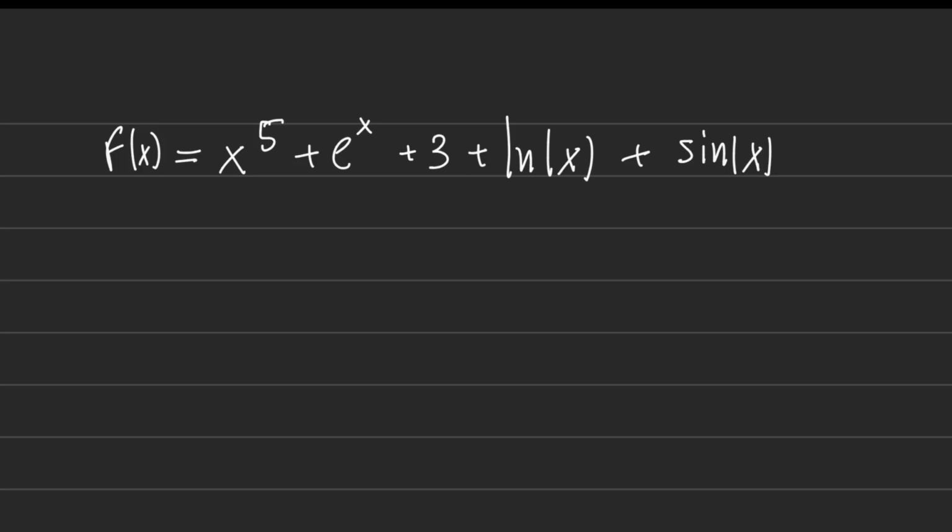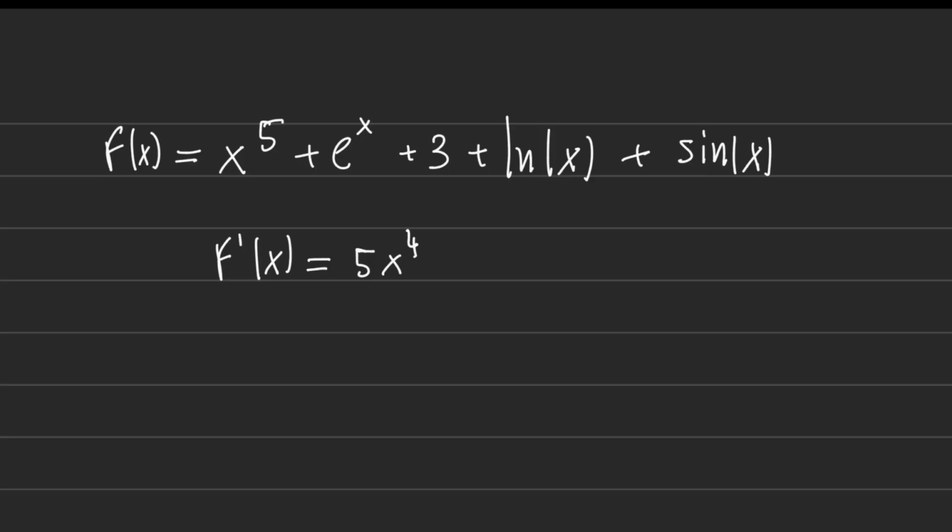So we have f of x, which is equal to x to the power 5 plus e to the x plus 3 plus the log of x plus the sine of x. So we have no specific rule to apply, so we can just differentiate each term one by one. Therefore, we get that f prime of x is equal to x to the power 5, its derivative is 5 times x to the power 4.